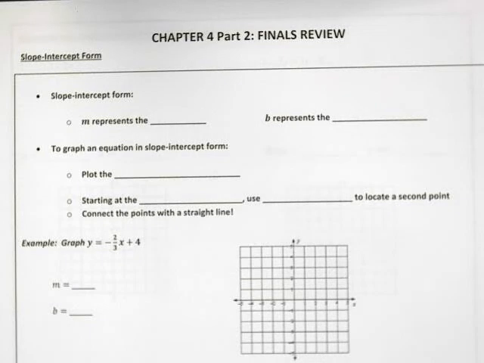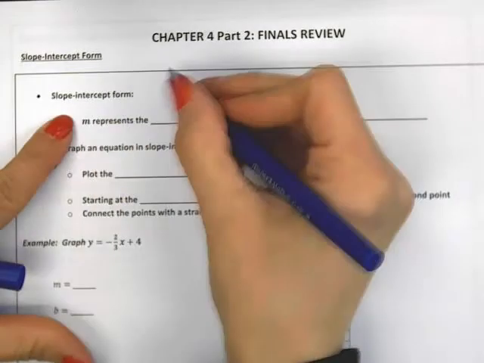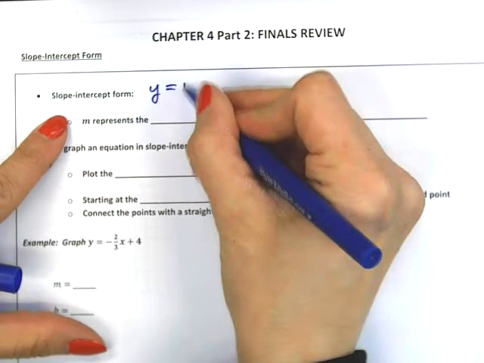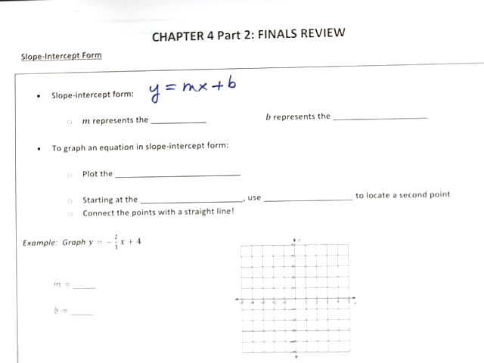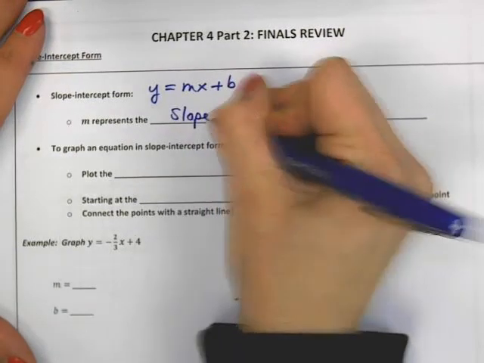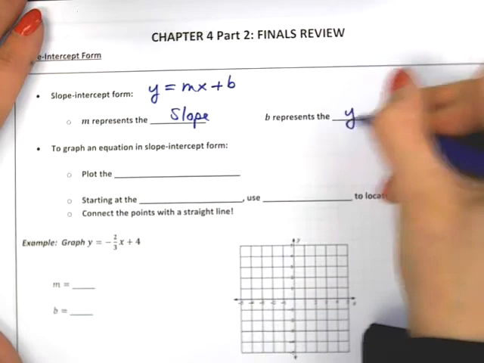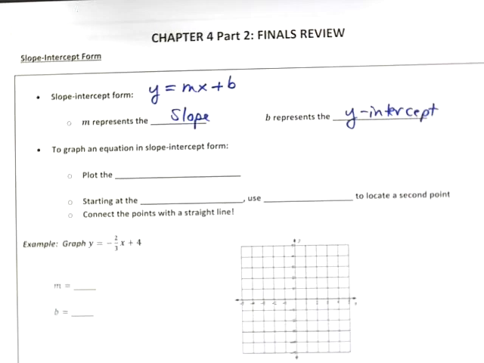Let's take a look at a recap of the second half of Chapter 4. And this was most recent stuff, so it might be more familiar to you. Slope-intercept form is y equals mx plus b. m represents the slope, and b represents the y-intercept. Everything I'm saying now should be very familiar to you.